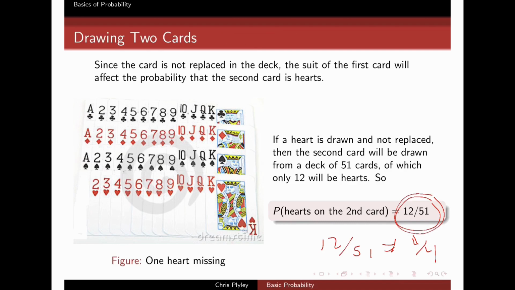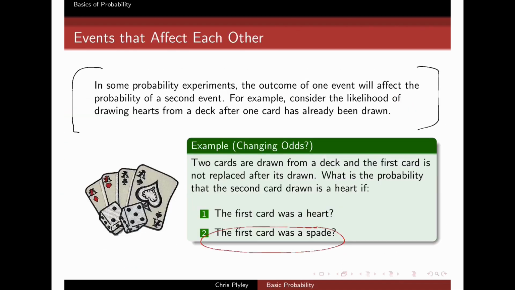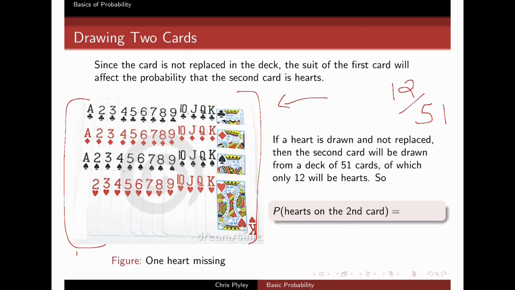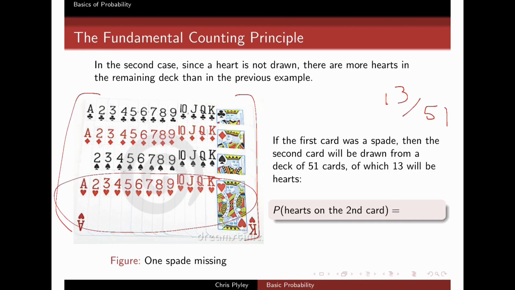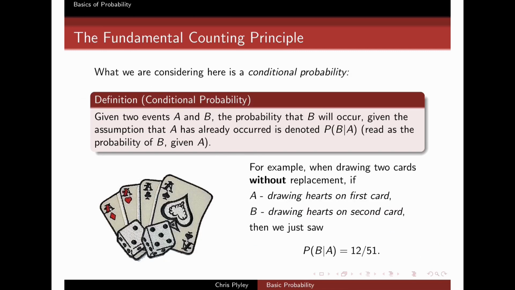In both cases, it changed the likelihood of me getting a heart on the second card, because if I don't make any assumption, and I just say we're going to pull two cards from a deck, what's the probability that the second card is hearts? Then that probability by itself is 1 out of 4. But once I add in these events and assume that they have occurred, that the first card is hearts or the first card is spades, then my likelihood of getting that heart on the second card has changed. So what we're considering here is what's called a conditional probability.